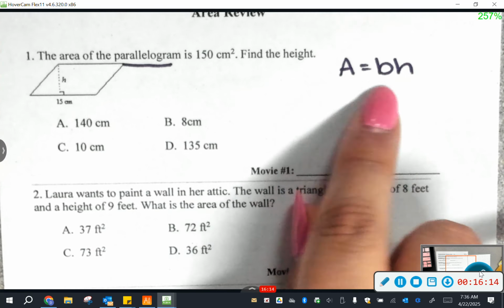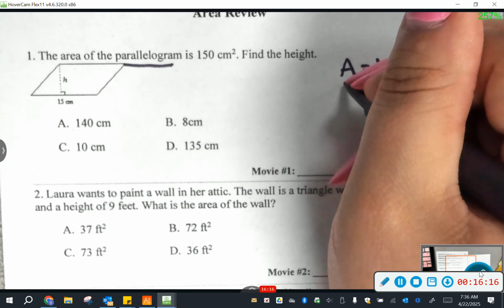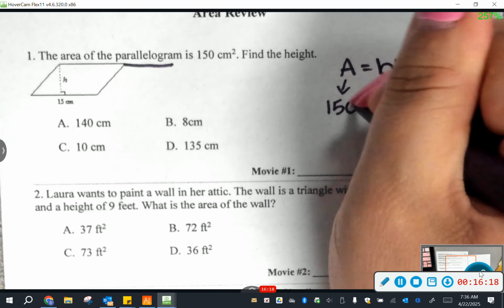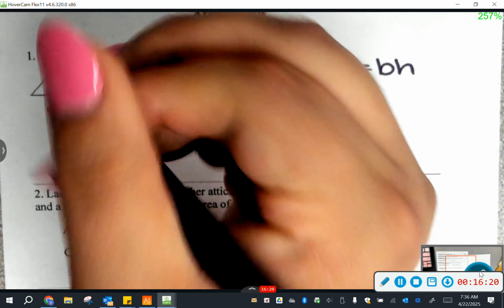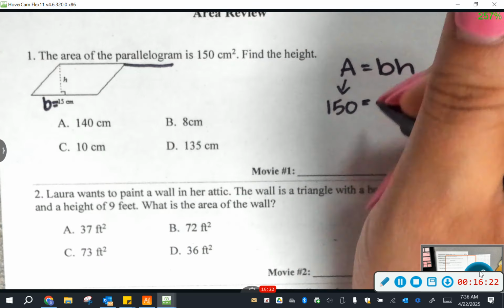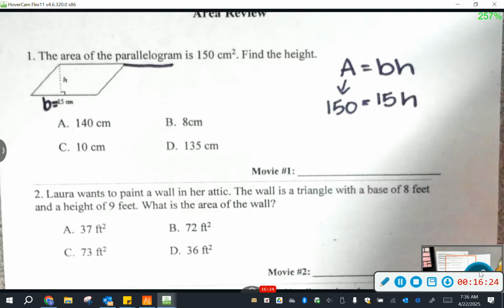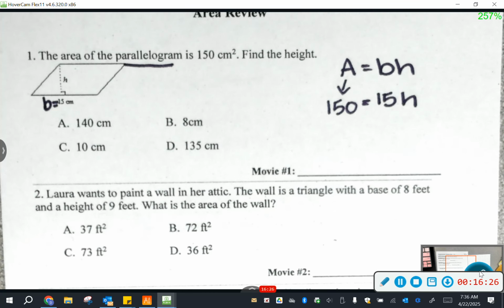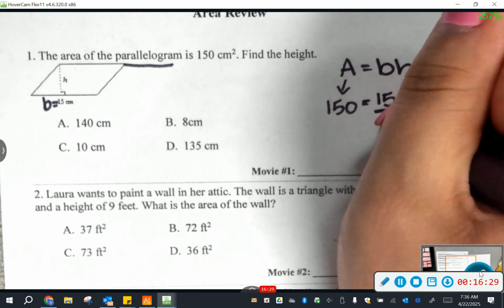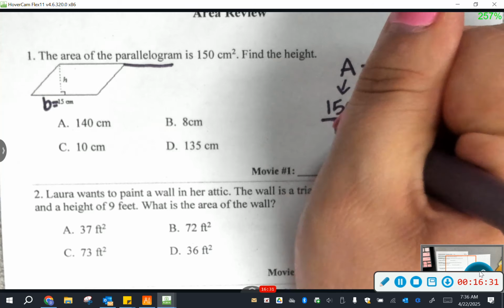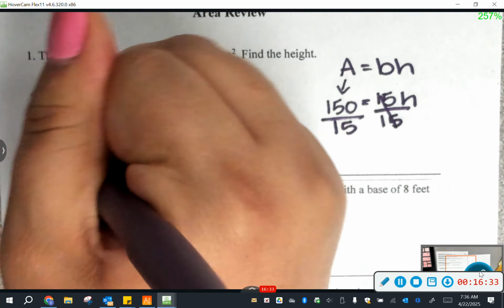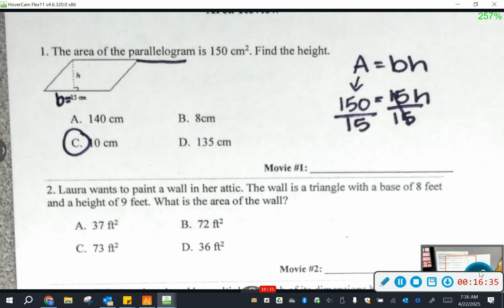All right, so what do I know here? Area is 150. What else do I know? I know this base is 15. I do not know the height. How do I find the height? Divide. What is 150 divided by 15? C was my answer. Do I have any questions?